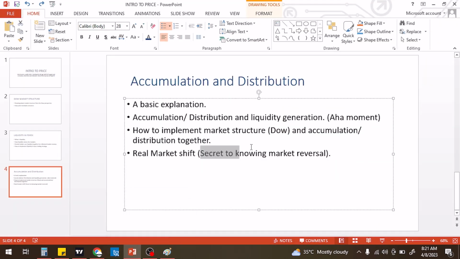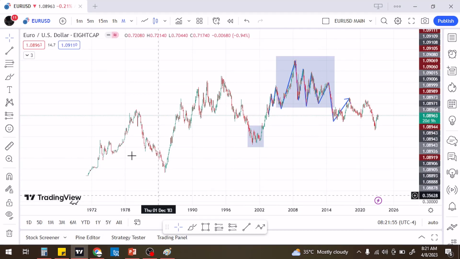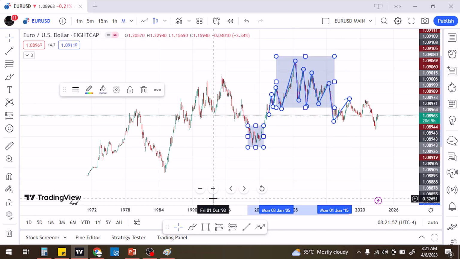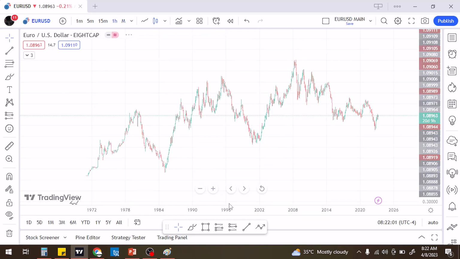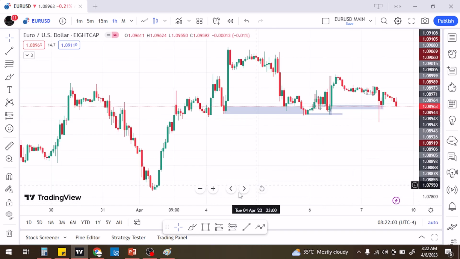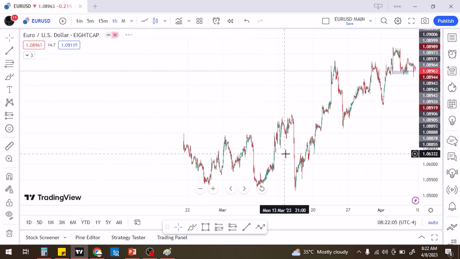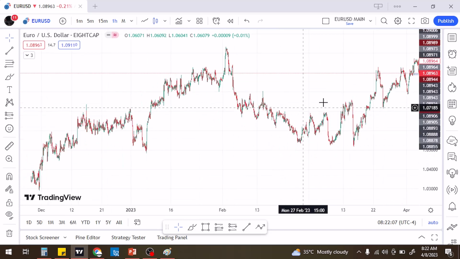Basically, this is it, guys. Real market shift, secret to knowing market reversal. Yeah, so I'm gonna give you the secret sauce to knowing market reversal. Now for this, I'm just gonna go to the 1 hour time frame. 1H time frame. Okay, let's refresh it this way.